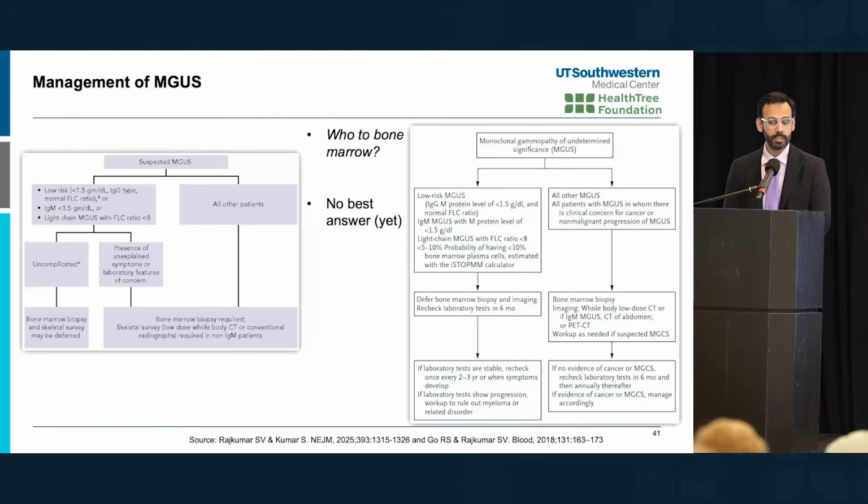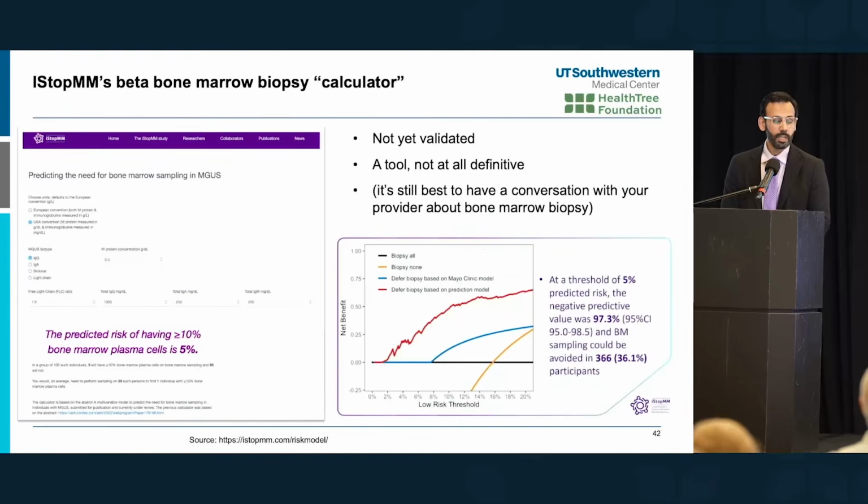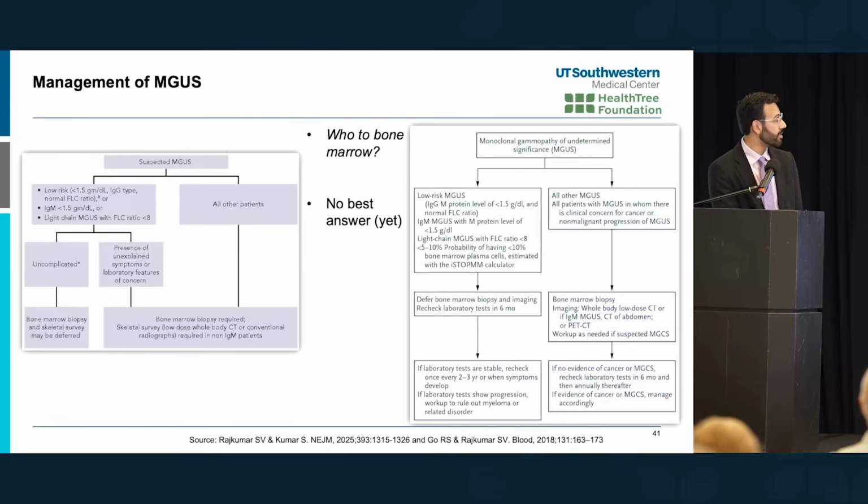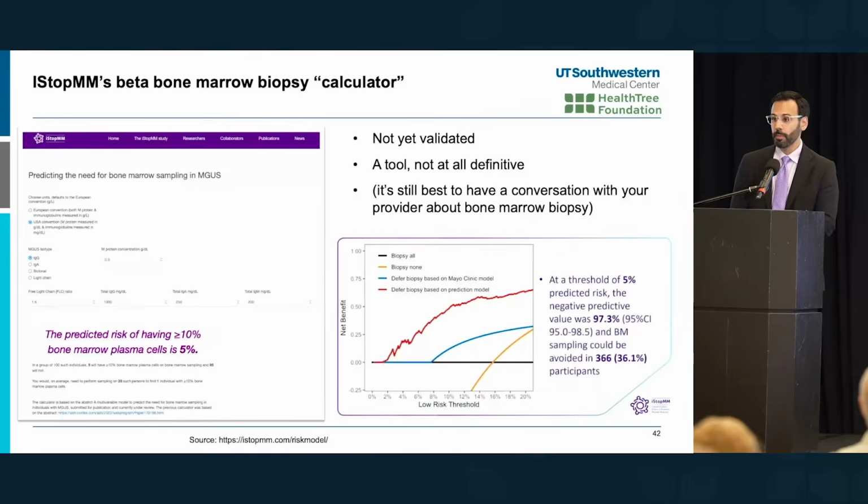That was with this figure here in a 2018 paper on the left, which was basically identical to the updated version in 2025 here. Now, there is an interesting bone marrow biopsy calculator, which is actually referenced in this 2025 paper by the iStopMM group.